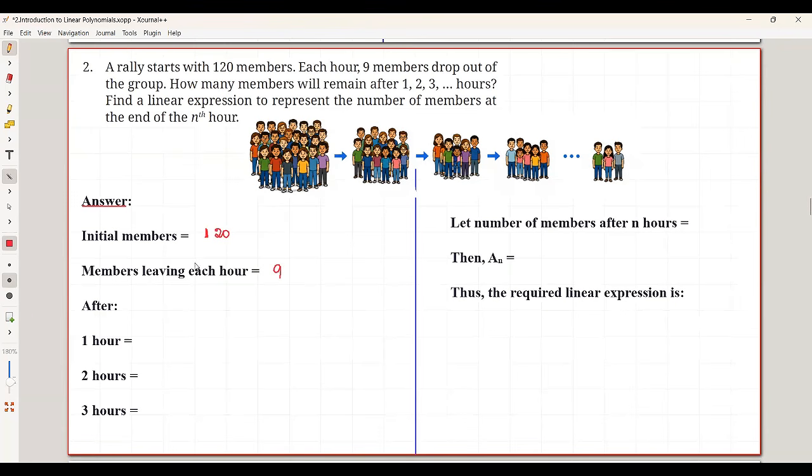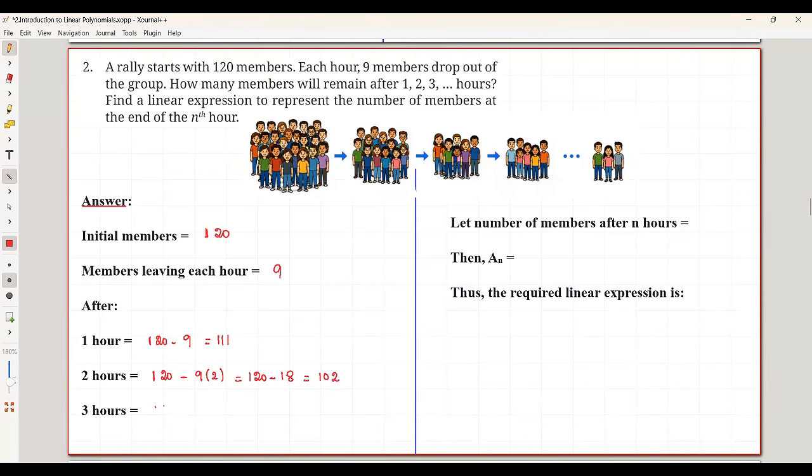After 1 hour, we write 120 minus 9, which gives us 111. After 2 hours, 120 minus, what is fixed? 9 is fixed, so 9 into 2. 9 twos are 18, so 120 minus 18 gives us 102.